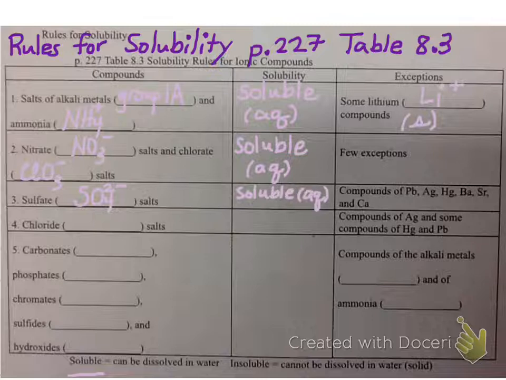Now notice there are some important exceptions here. If it's a lead sulfate, a silver sulfate, a mercury sulfate, a barium sulfate, a strontium sulfate, or a calcium sulfate, they are an exception to being soluble, which means they are a solid.